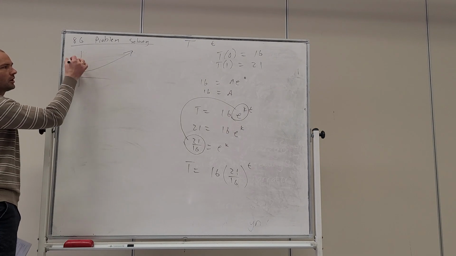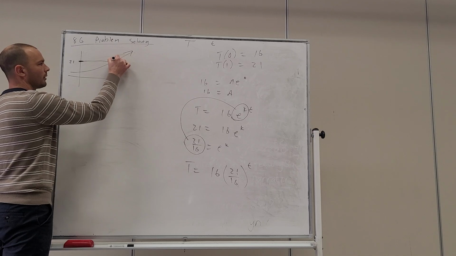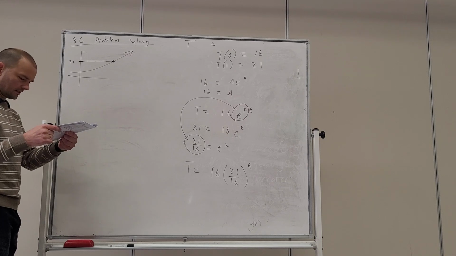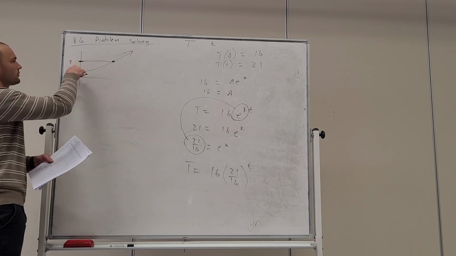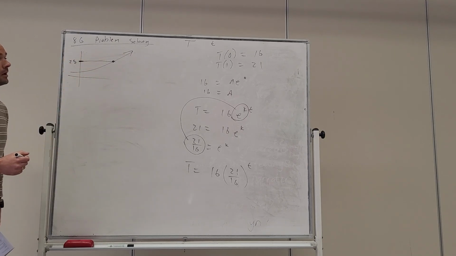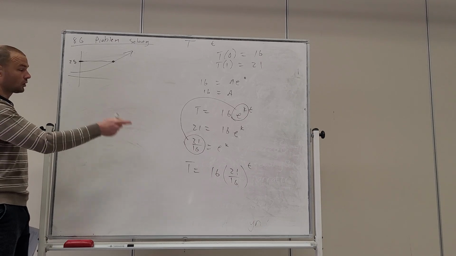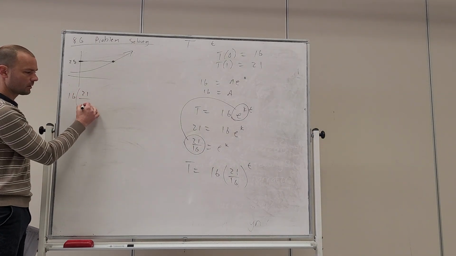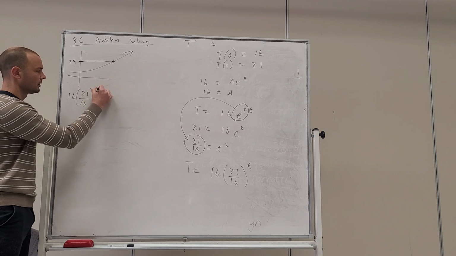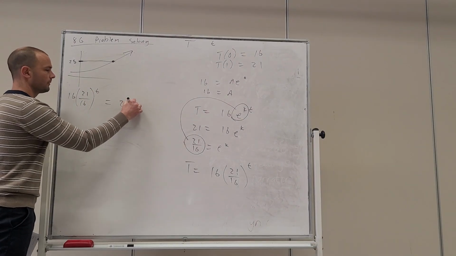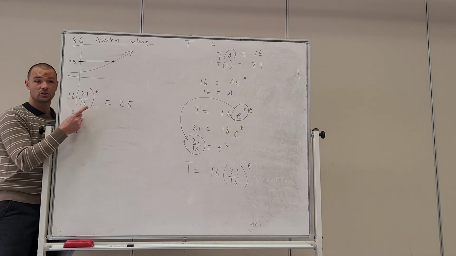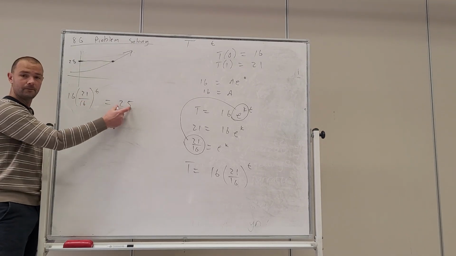And the question is, when does it exceed 25? So here's temperature on the y-axis. We're asking, when is it larger than 25? So we're trying to find the time value for which that's true. So what we're going to do is equate the equation for the temperature, 21 over 16 to the power of t, times 16, with the temperature of 25 degrees. We're saying, when does the temperature, this is the temperature equation, equal 25 degrees?